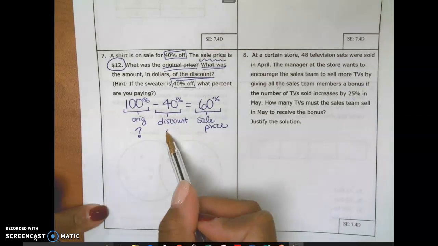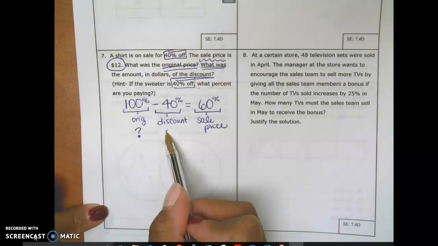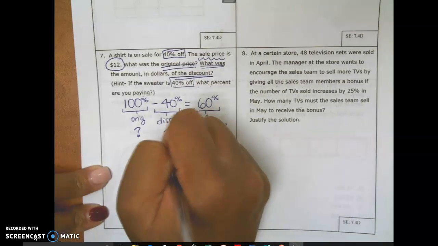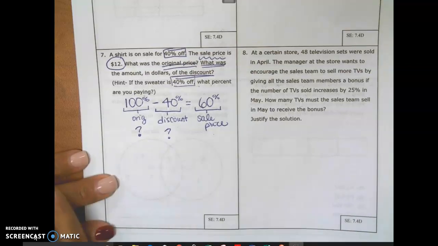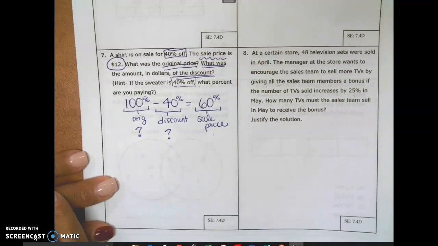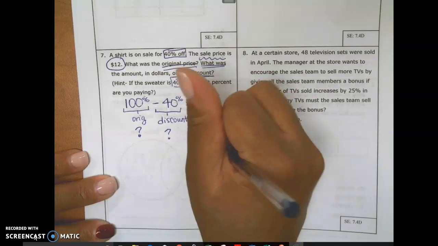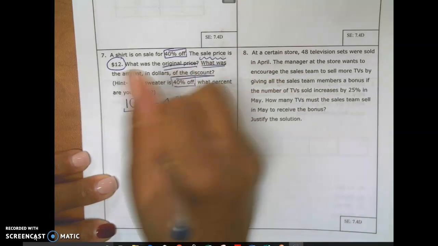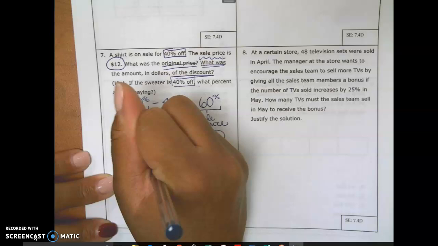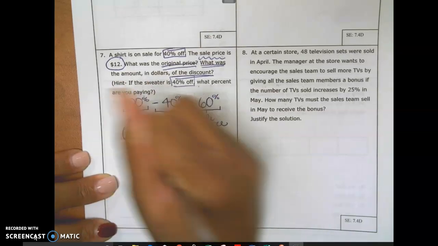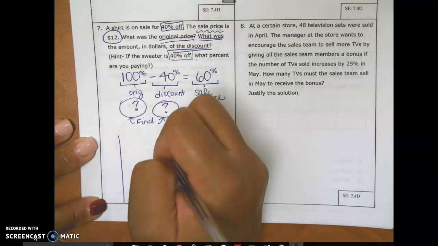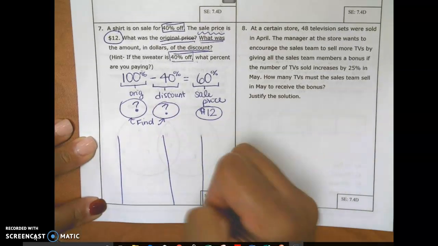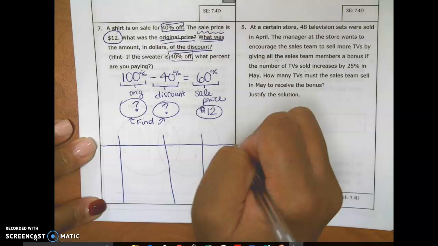So, do I know the amount of money they took off? No, I don't even know the original amount. Do I know what they sold it for? Yes. Which is what? That's the 12. So I got to find these things. Make a ratio table. If you don't have room, write it in your notebook or somewhere separate.